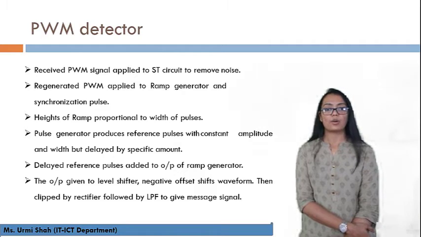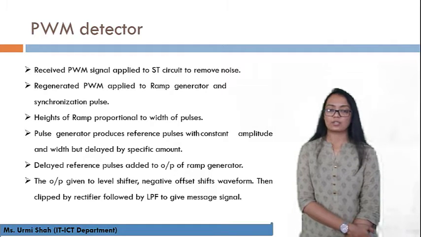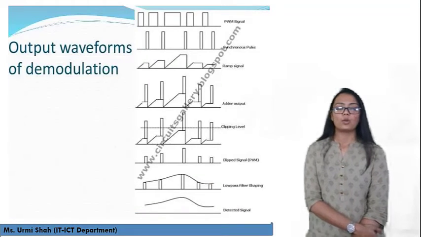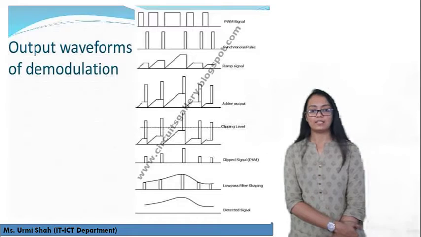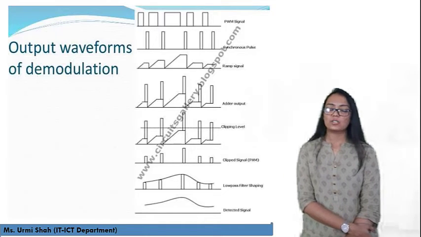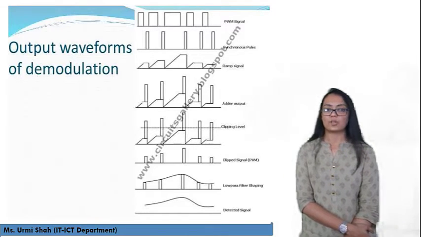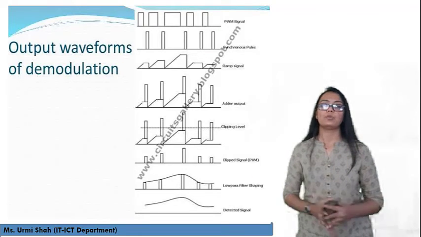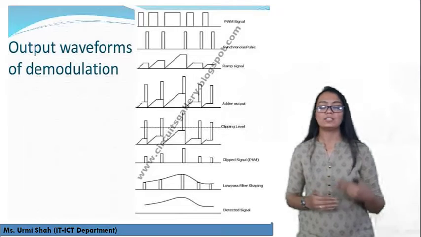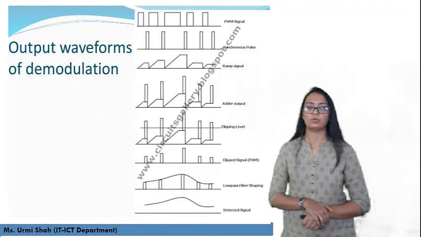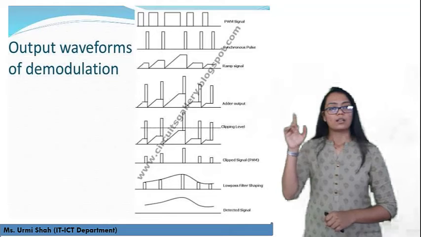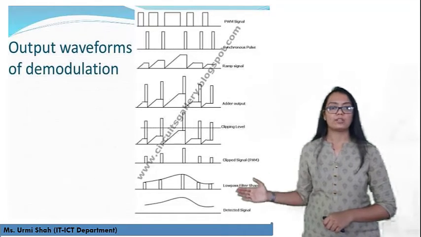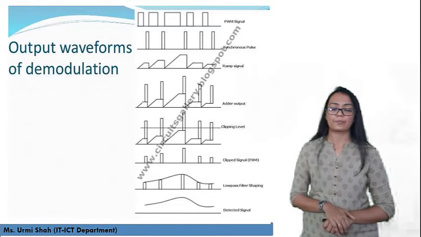Then it is clipped off by the rectifier section, which is followed by a low pass filter. The low pass filter finally gives the original message signal which was transmitted from the transmitter side. So this way the PWM signal has been detected by the PWM detector. This is the output waveform of the demodulator section of PWM.